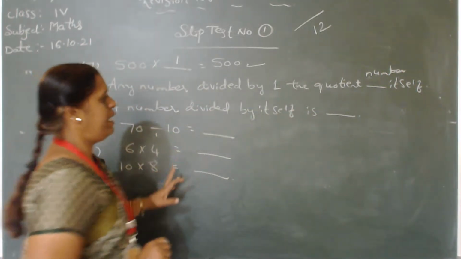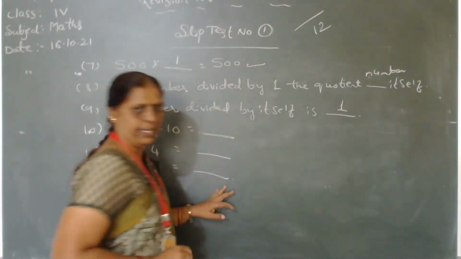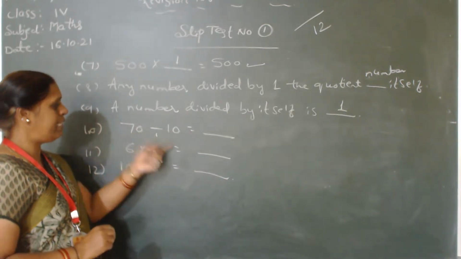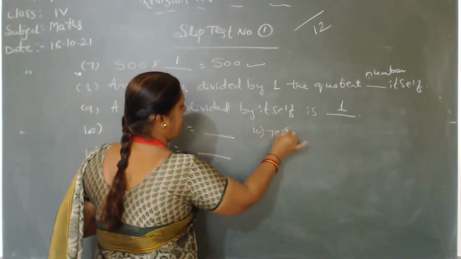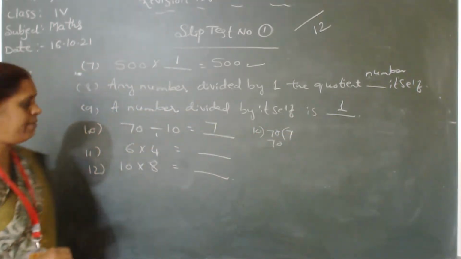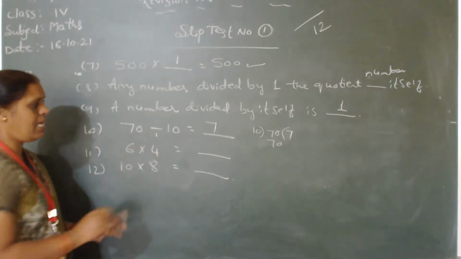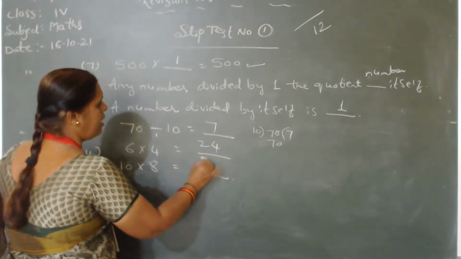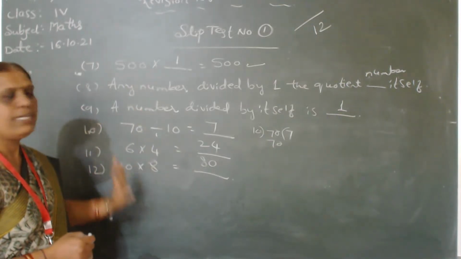A number divided by itself is 1. So 70 divided by 10: 10 sevens are 70. The answer is 7. 6 fours are 24. 10 eights are 80. So I have taken all the different numbers.